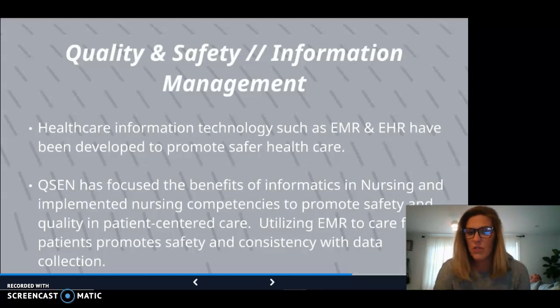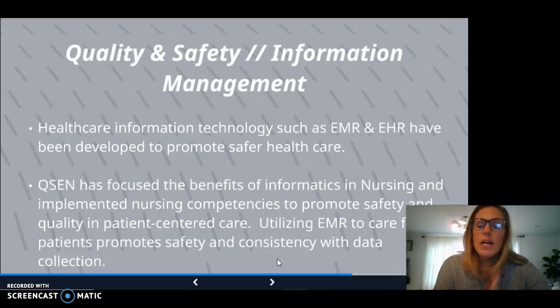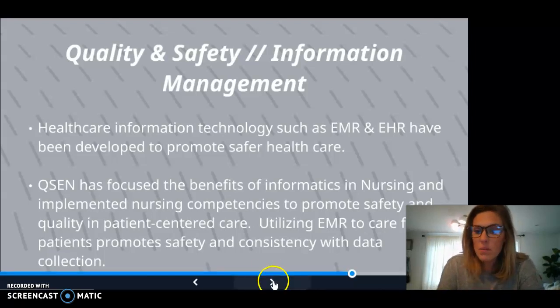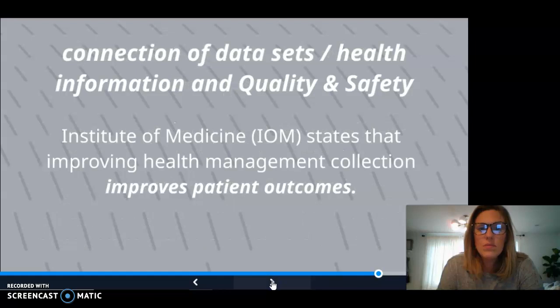Utilizing EMRs to care for patients promotes safety and consistency with data collection. Along with promoting safety for our patients when we use EMRs or scan patients' bracelets, information management within the systems that we work for can also collect data on what we are doing, when we are doing it, how we're utilizing policies, and if we're meeting policies. The Institute of Medicine states that improving health management collection directly improves patient outcomes.